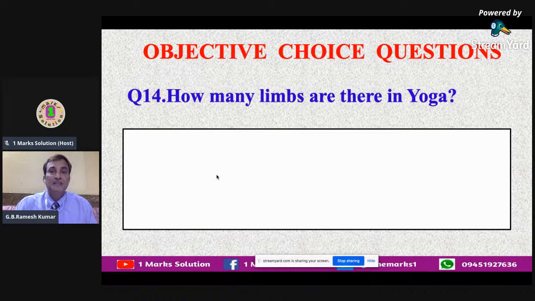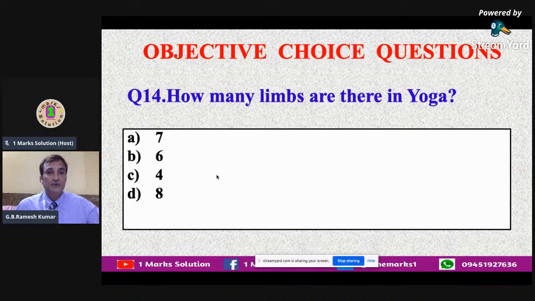How many limbs are there in yoga? 7 limbs, 6 limbs, 4 limbs, or 8 limbs. It's not 7, it's not 6, it's not 4. We have 8 limbs: Yama, Niyama, Asana, Pranayama, Pratyahara, Dharana, Dhyana, and Samadhi. So total 8 limbs.